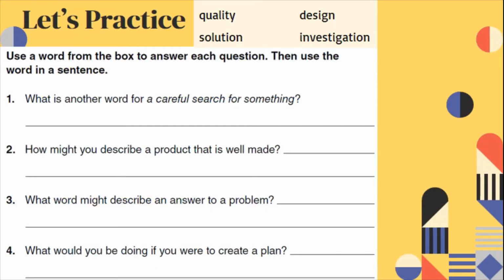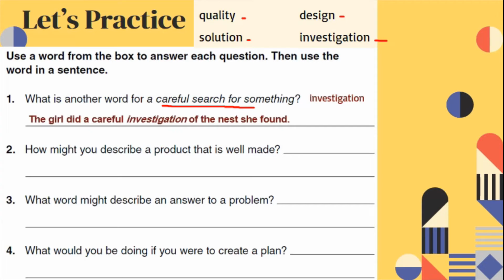Use a word from the box to answer each question, then use the word in a sentence. Here I have the words quality, solution, design, investigation. Number 1, what is another word for a careful search for something? Careful search for something is the word investigation. How can I use it in a sentence? For example, I can say the girl did a careful investigation of the nest she found. It means she looked for information of the nest that she found.